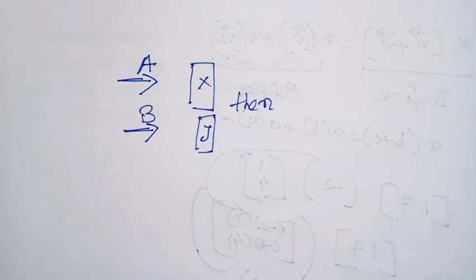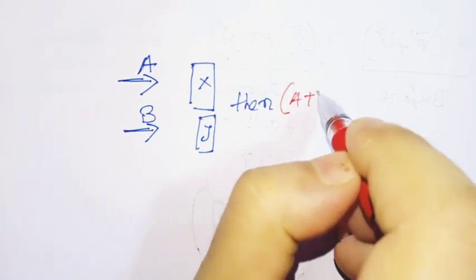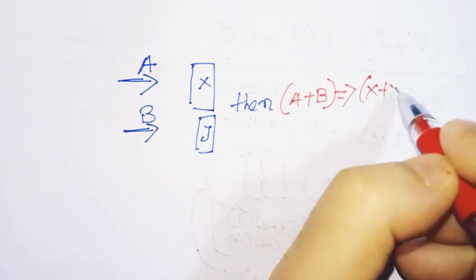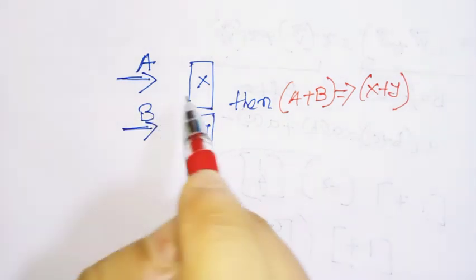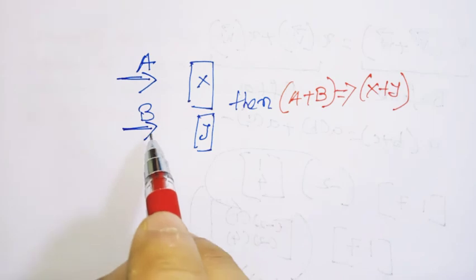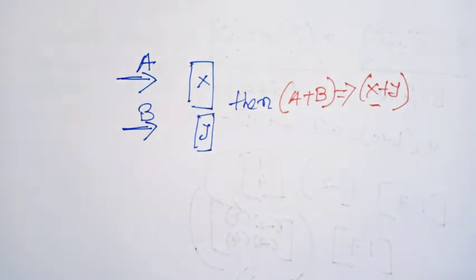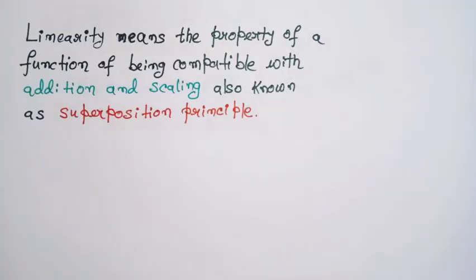So what is going to happen is that A plus B, if I add those two inputs up, will be equal to X plus Y. If input A produces a response in body X, and input B produces a response in body Y, then A plus B will also produce the response X plus Y. This is the superposition principle. As we have called this a linear function, linearity is something which we are going to discuss again in the next part of the video. This is what is called linearity.